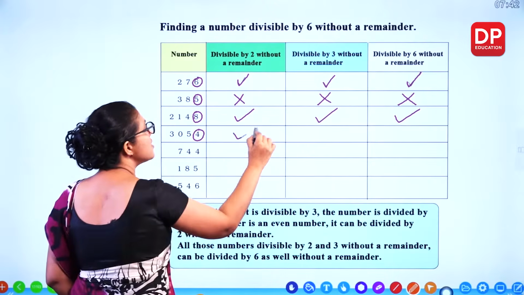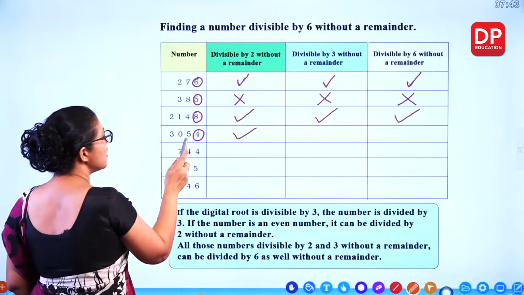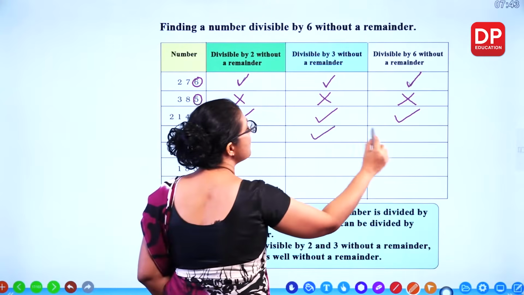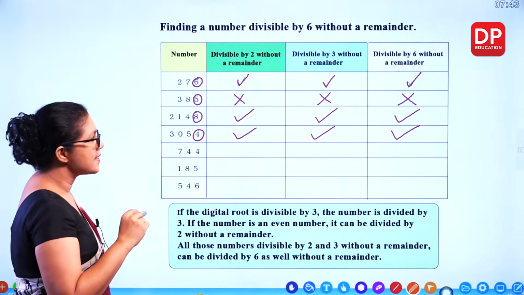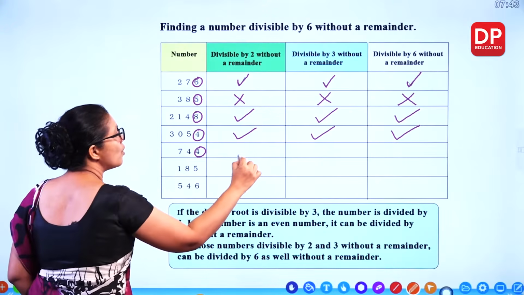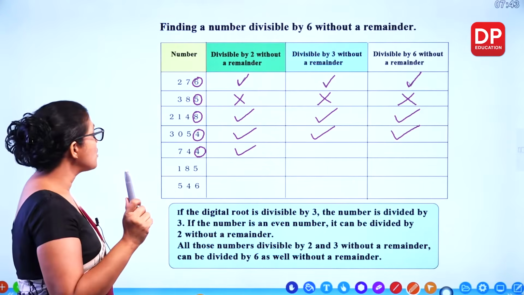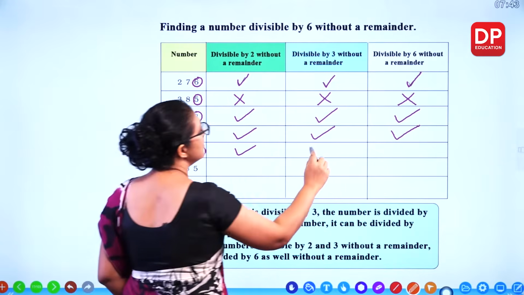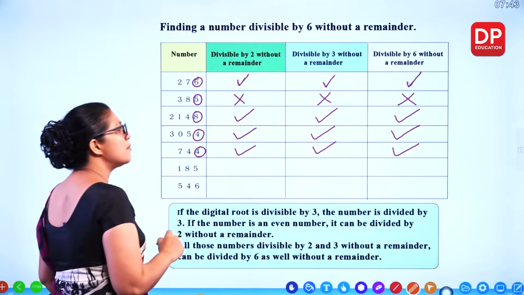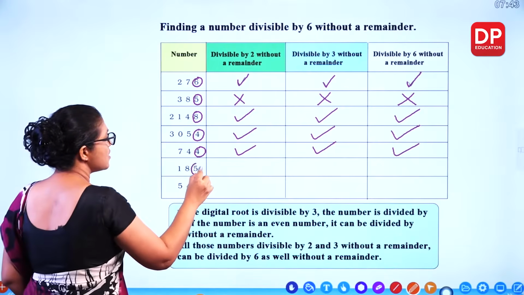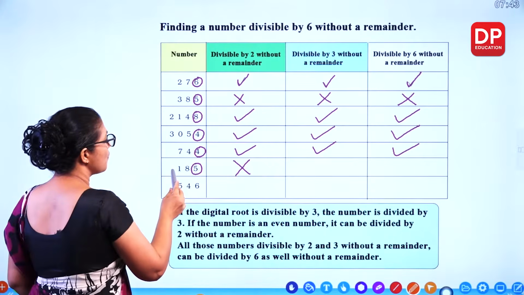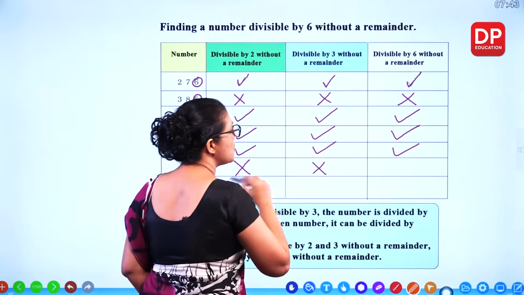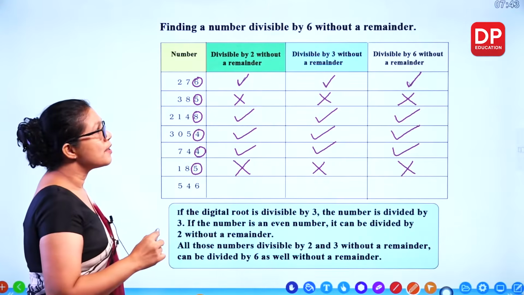Last digit is 4, divisible by 2. Digital root 8, 8 plus 4, 12. 12 means 3. It's divisible by 3, so definitely it's divisible by 6. Last digit is 4, divisible by 2. Now the digital root 7 plus 4 is 11. 11 plus 4, 15. That's 6. It's divisible by 3. That means divisible by 6 as well. Last digit is 5. Not divisible by 2. 1 plus 8, 9. 9 plus 5, 14. 14 means 5. It's not divisible by 3. So definitely it's not divisible by 6.